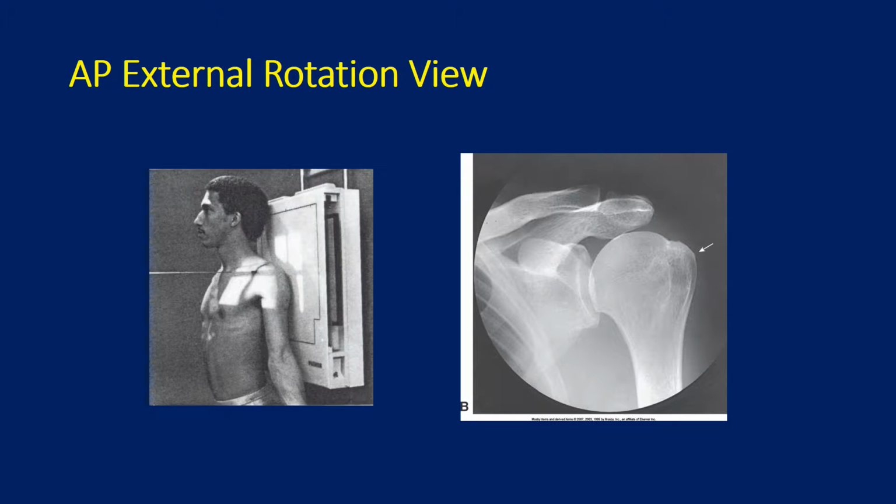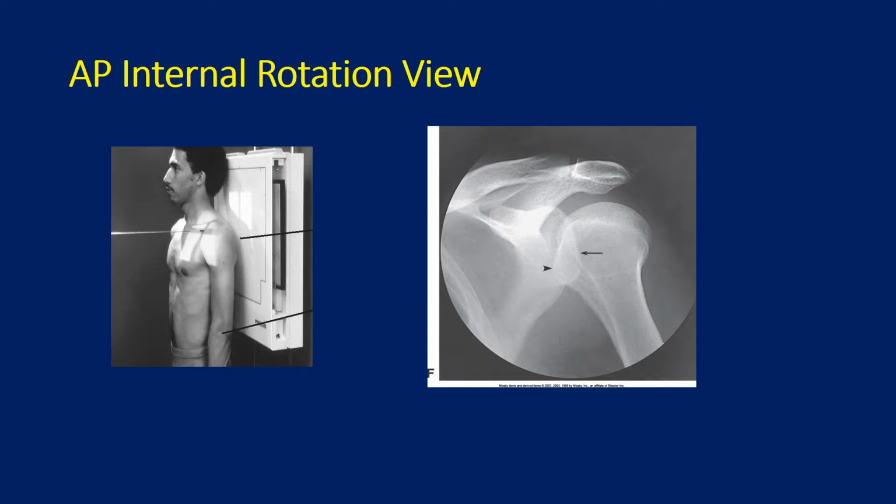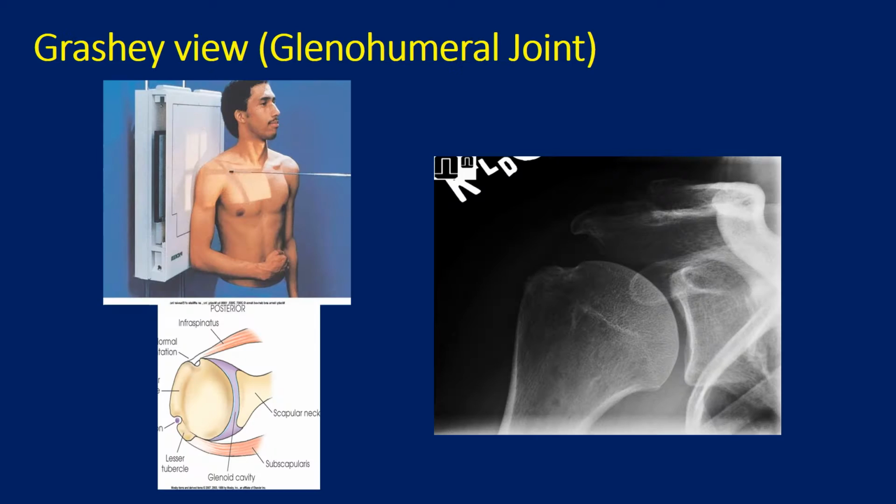In the AP external rotation view, the beam is directed at the glenohumeral joint in the anterior posterior view, and the arm is externally rotated. As you can see on the right, the greater tuberosity is very well visualized. In the AP internal rotation view, the beam is directed in the AP plane at the glenohumeral joint, but the arm is internally rotated. In this view, you can see on the right very clearly the lesser tuberosity.